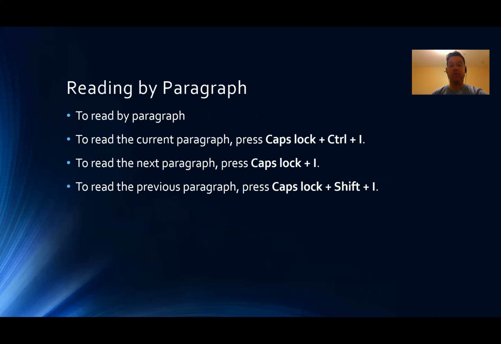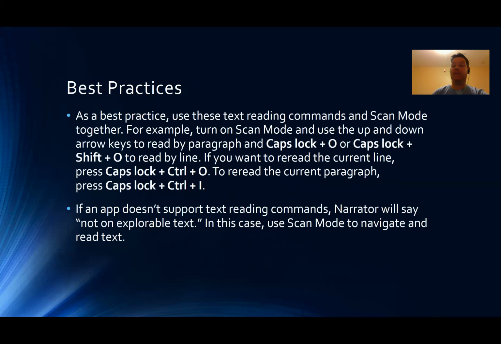To read by paragraph, you'd use Caps Lock, Control, and I for the current one. The next one would just be Caps Lock and I, and to read the previous paragraph would be Caps Lock, Shift, and I. Best practices, and this is very important: we need to use these text reading commands in scan mode together. For example, we would turn on scan mode and use the up and down arrow keys to read by paragraph, and Caps Lock plus O, or Caps Lock plus Shift and O to read by line. If you want to reread the current line, you press Caps Lock, Control, and O. And to reread the current paragraph, you press Caps Lock, Control, and I.